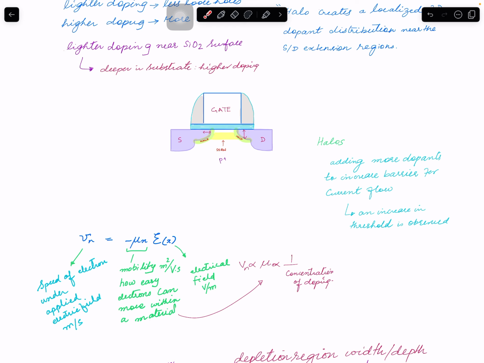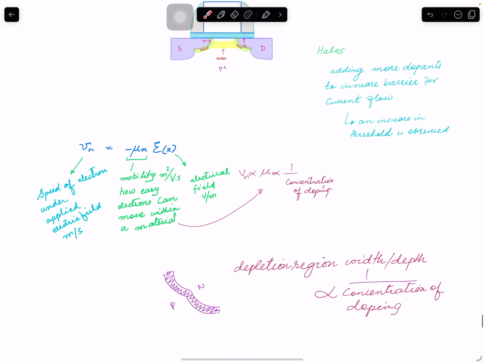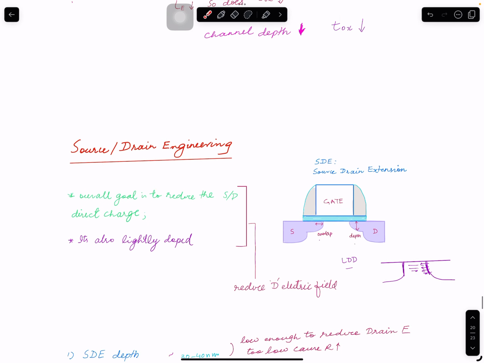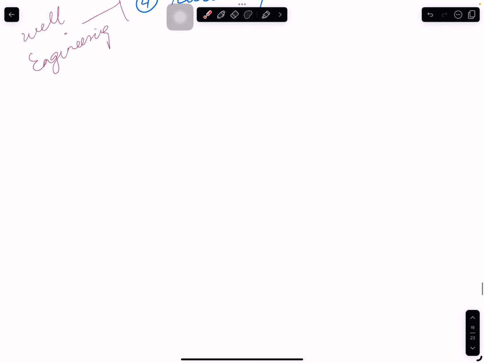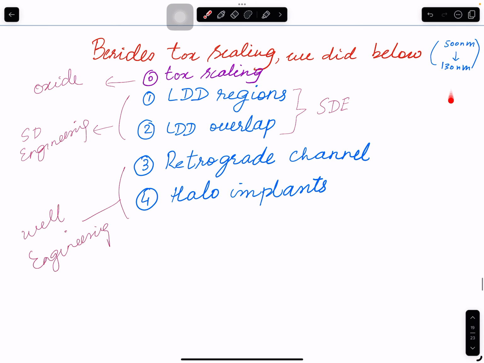All right, hopefully what I explained makes some sense, and that's it. So these were those three techniques, and even below 130 nanometer, you will see those things kept coming.